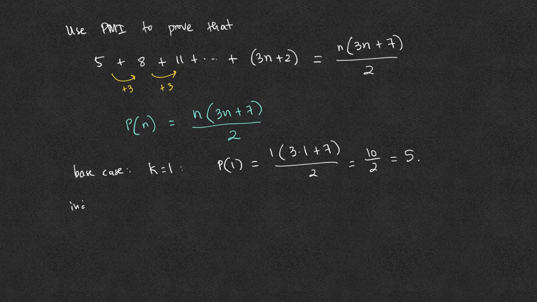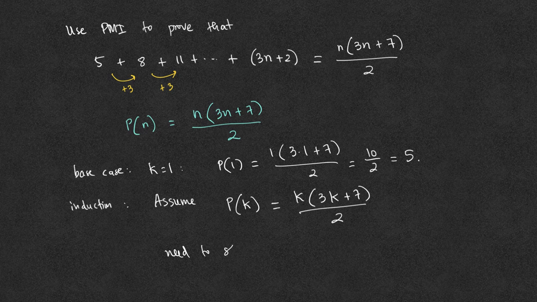For the induction case, we assume that it is true for n equals k. We assume that the statement holds for n equals k, which is k times (3k + 7) over 2. And we will need to show, this is not true yet, we still need to show this, that it is true for P of k plus 1, where we replace k with k plus 1.